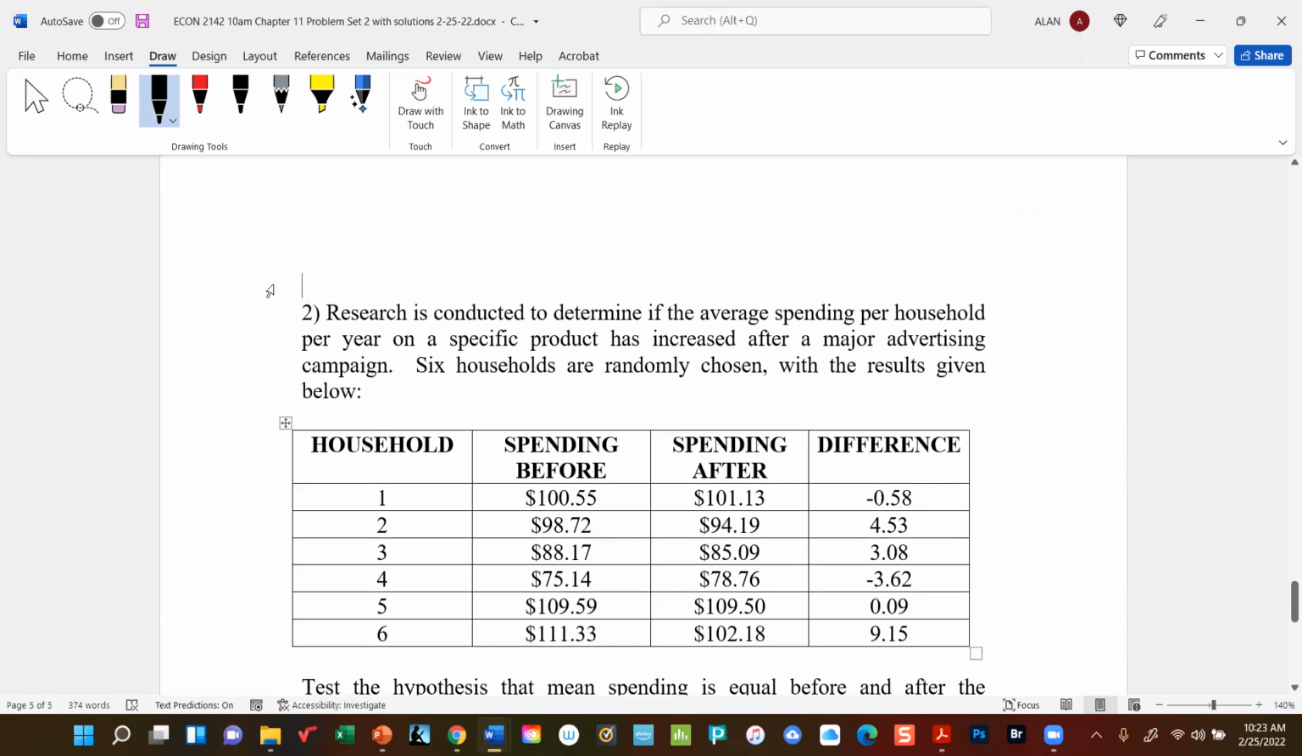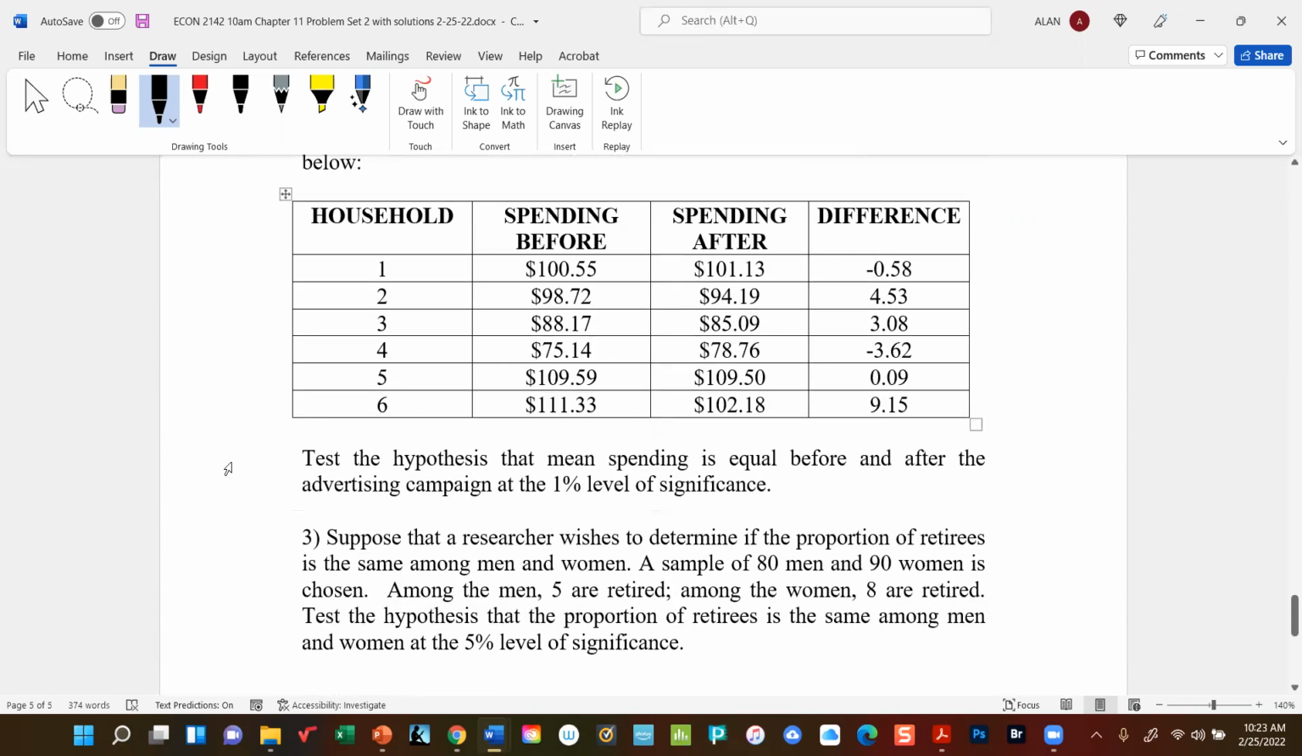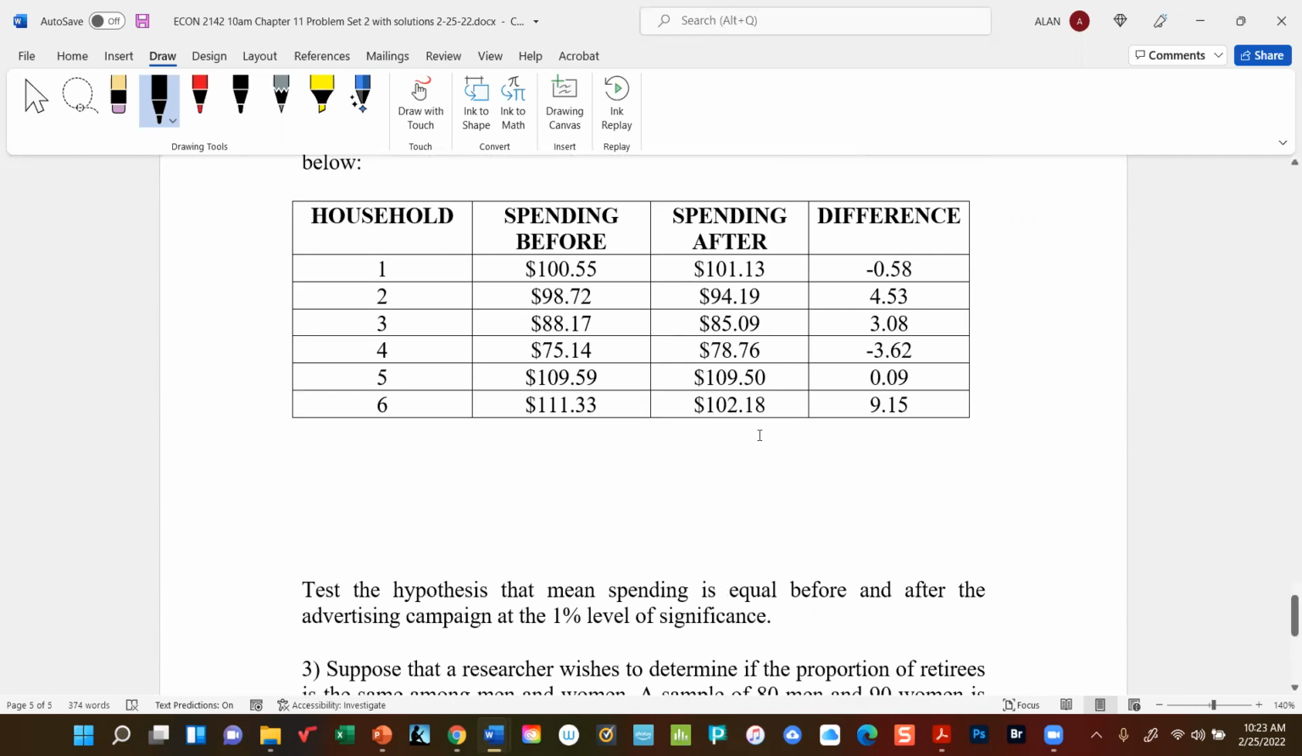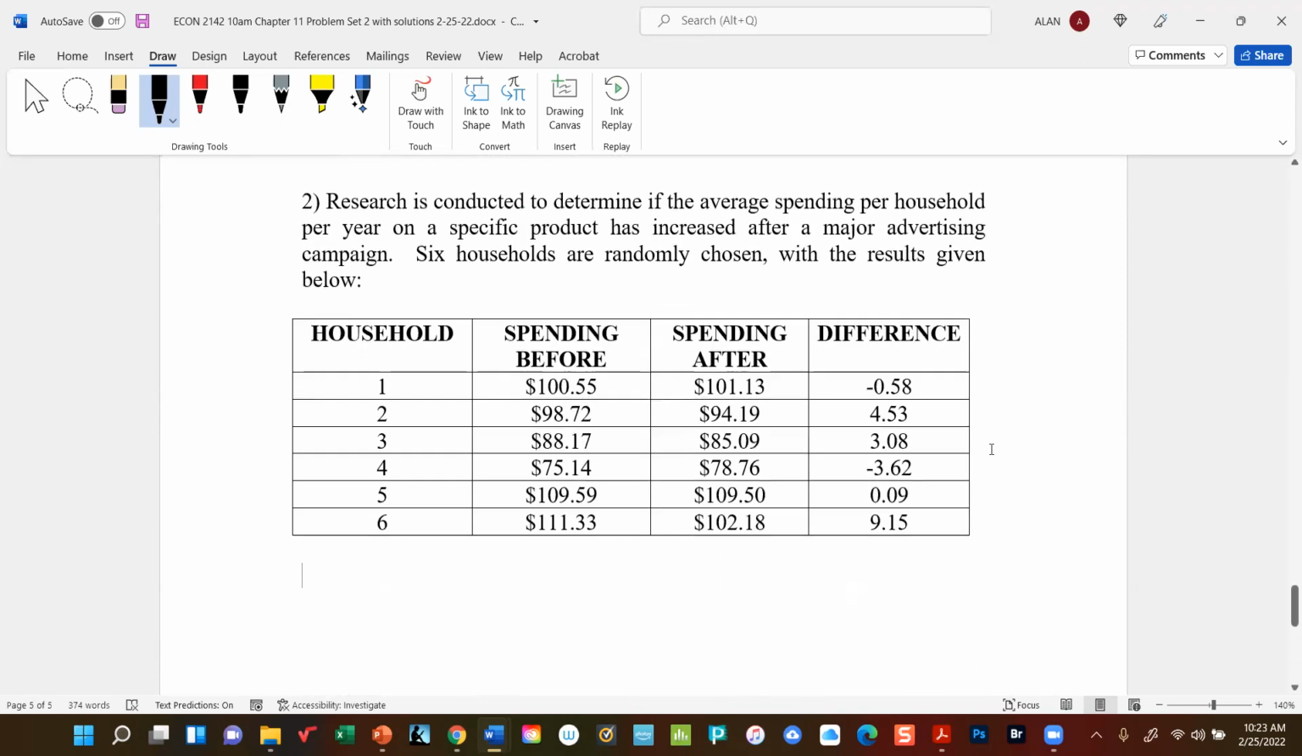Now, here's another one. Now you can see it's a very similar problem. So you can decide for yourself which of these approaches you want to use. And once again, we have the difference, so you don't have to type 2 columns into your calculators. And so what do they want to know? We're trying to find out if the average spending per household on a specific product has increased after a major advertising campaign. We randomly pick 6 households and we compare their spending before and after the ads have run.